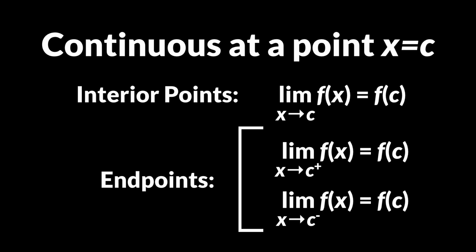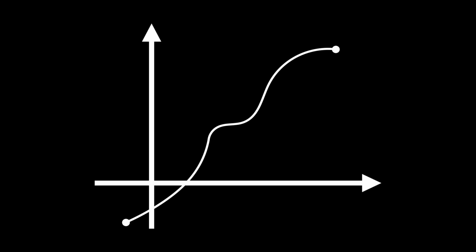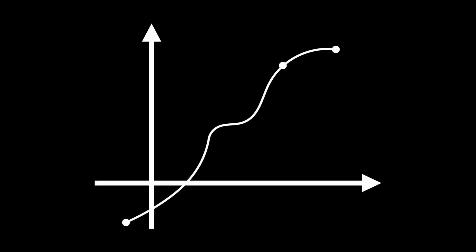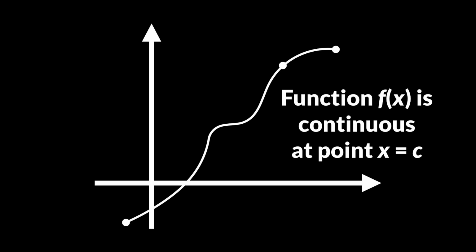So let me explain it a little more. If we took this graph of this function and drew a horizontal and vertical line on one of the points, you can see c and f of c like that. The first thing you'll notice is that the left hand and right hand limits to the point x equals c are the same, and the value for this limit is equal to f of c. So since we know that the limit exists on both sides and that limit is equal to f of c, we can determine that it is continuous at that point. So f of x is continuous at the point x equals c.